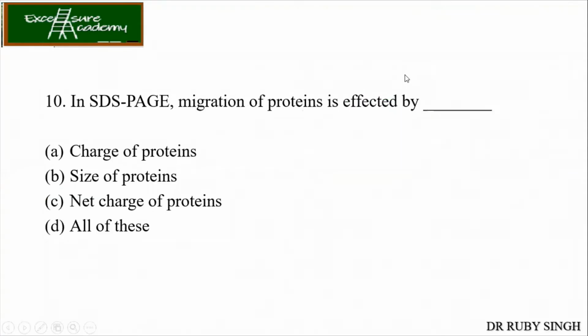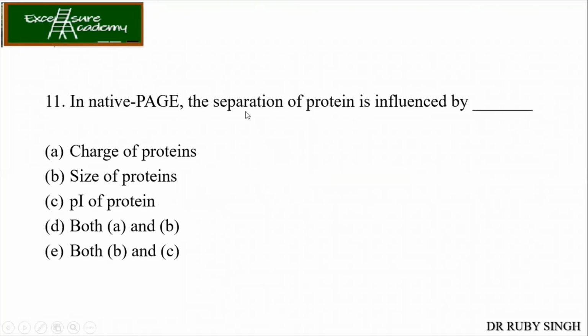Now in SDS-PAGE again, the migration of protein is affected by dash. So we know it is not the charge of the protein because all proteins are being negatively charged in the SDS-PAGE. Then the size of the protein, yes, it does affect. Then net effect of proteins, no, and all of these, no. So here the answer is the size of the proteins.